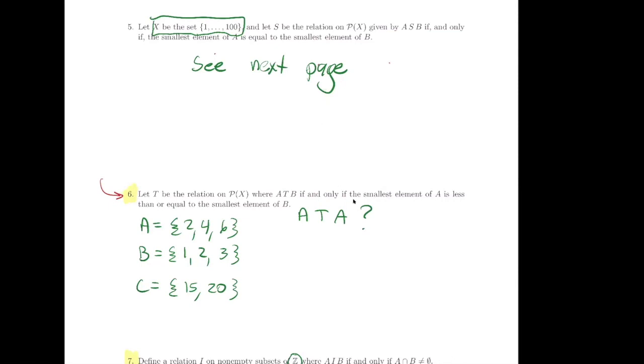So I'm going to launch a poll here. You can disregard the one-to-one part. My question is, is this set A related to itself through this relation T? Take another couple seconds if you're still thinking.